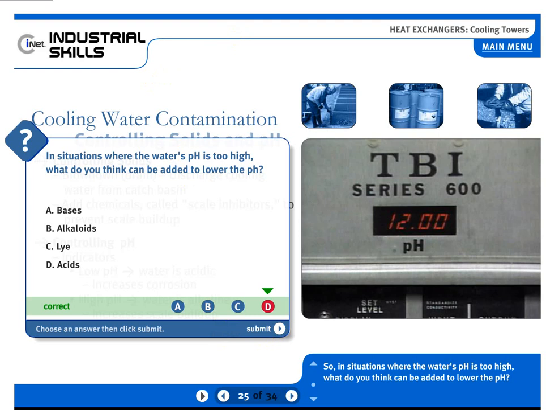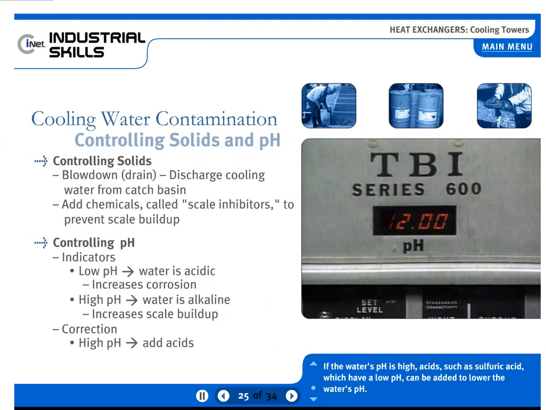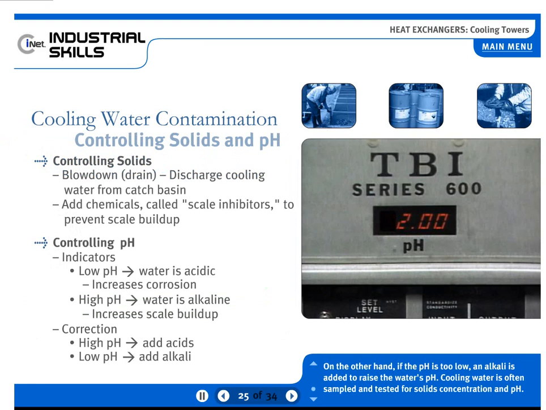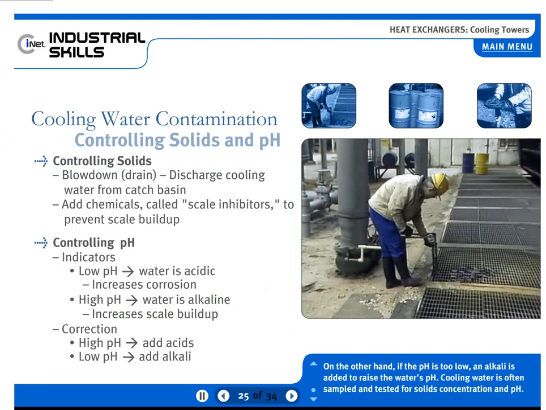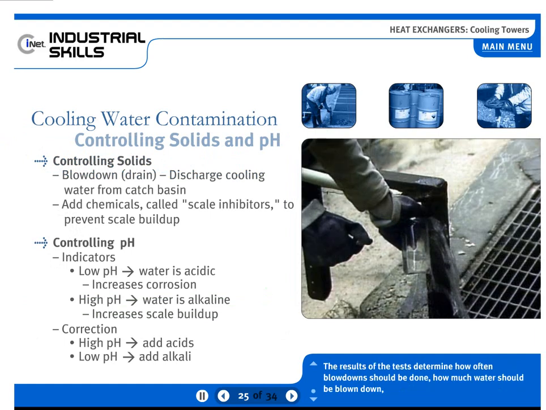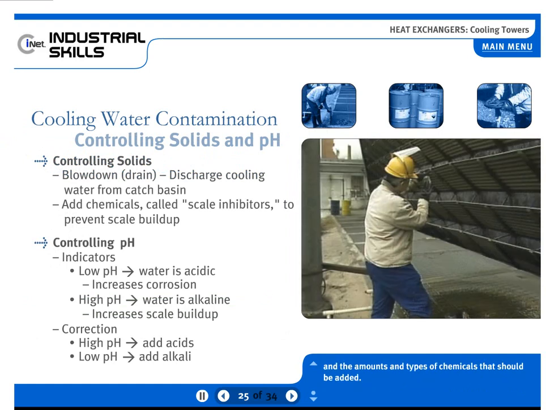You're right. If the water's pH is high, acids such as sulfuric acid, which have a low pH, can be added to lower the water's pH. On the other hand, if the pH is too low, an alkali is added to raise the water's pH. Cooling water is often sampled and tested for solids concentration and pH. The results of the tests determine how often blowdown should be done, how much water should be blown down, and the amounts and types of chemicals that should be added.